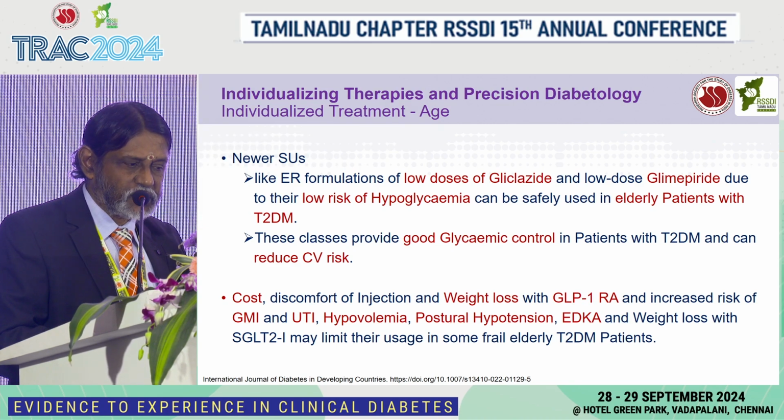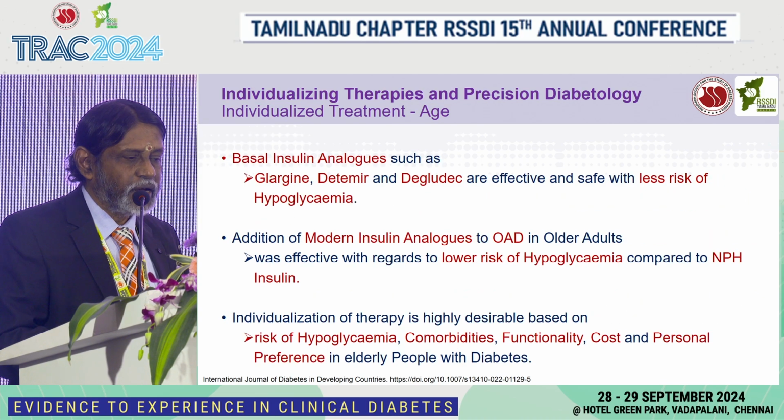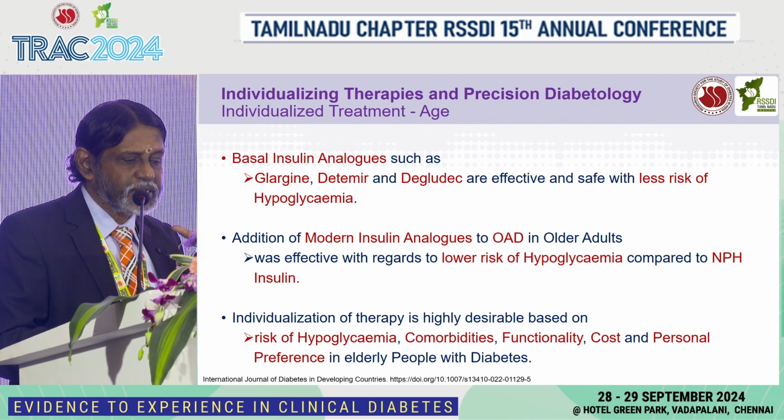Of course, cost, the discomfort of injection, weight loss associated with GLP-1 receptor analogs, hypovolemia, postural hypotension, and euglycemic diabetic ketoacidosis, and weight loss with SGLT2 inhibitors may limit their usage in some frail elderly type 2 diabetic patients. Next are basal insulin analogs, like glargine, detemir, and degludec. They are effective, safe, with less risk of hypoglycemia. Addition of modern insulin analogs to OADs in older patients was effective with regard to low risk of hypoglycemia. So individualization is highly desirable based on the risk of comorbidities, functionality, cost, and personal preferences.